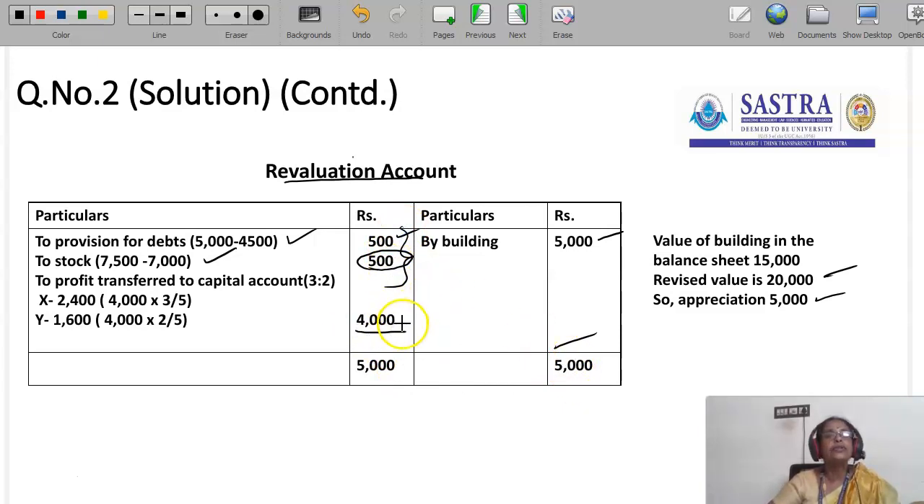The 4,000 should be distributed among the old partners in the old ratio. Old partners are X and Y. Old ratio is 3:2. So 4,000 into 3/5, that is 2,400. So 2,400 should go to the capital of X, and 4,000 into 2/5, 1,600 should go to the capital of Y. In this way, we have to prepare the revaluation account.